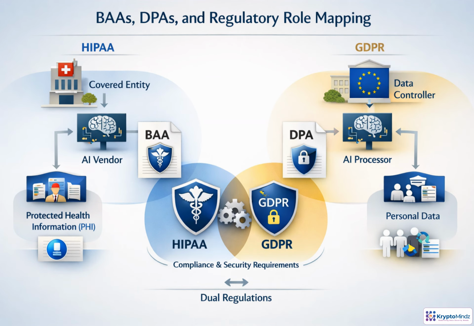Effective contracting starts by naming the vendor's regulatory role. Under HIPAA, an AI vendor that creates, receives, maintains, or transmits PHI for a covered entity typically needs a BAA. Under GDPR, a vendor processing personal data for a controller needs a DPA under Article 28. Once the role is clear, the contract can assign safeguards, confidentiality, subprocessor controls, breach notice, deletion, and audit cooperation. Cross-border healthcare AI may need both.